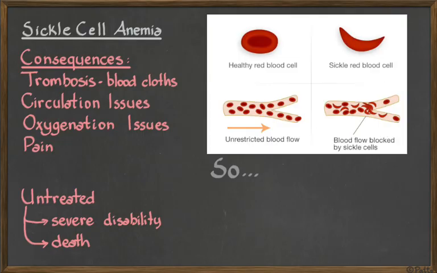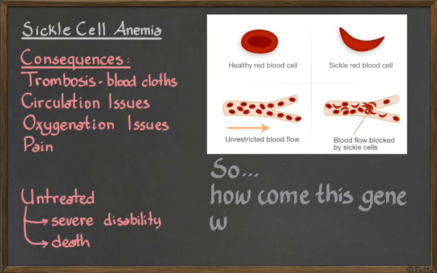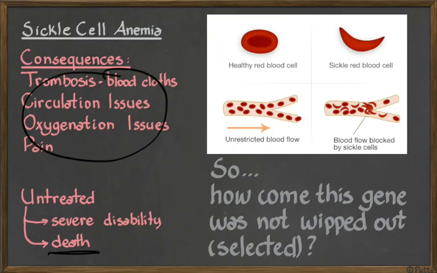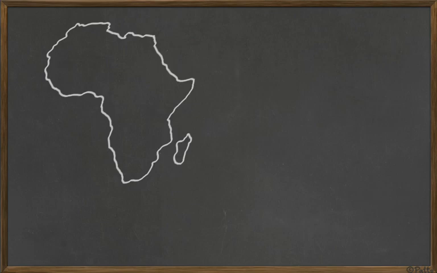So, how come this gene, this allele actually of this gene, wasn't wiped out by natural selection? Because if people have this gene, they suffer, they have problems, and they may even die. How come they reproduce? How come they survive? Natural selection should have eliminated this disease a long time ago. And here comes something very interesting, because this disease is very, very bad. However, it can bring some advantages that in some places, like in Africa, can be something good.